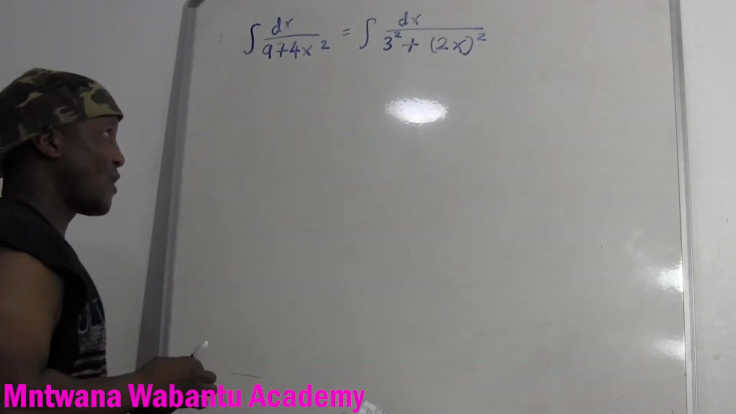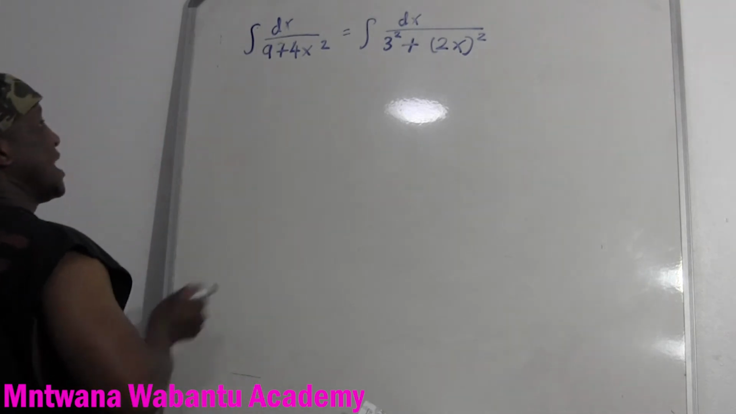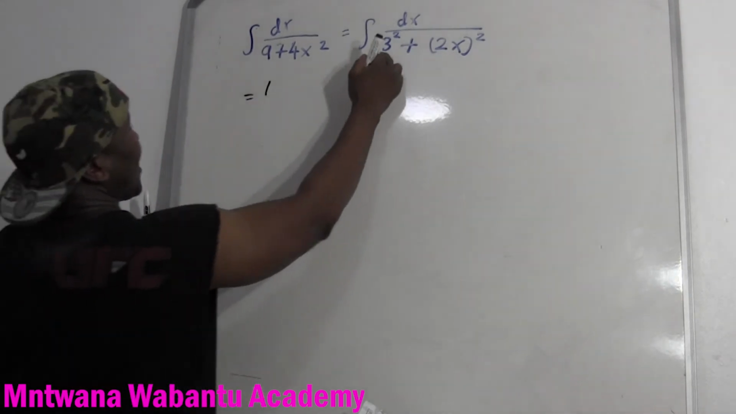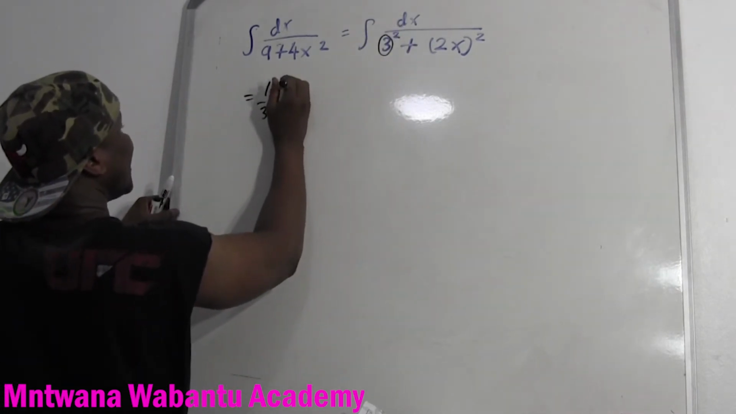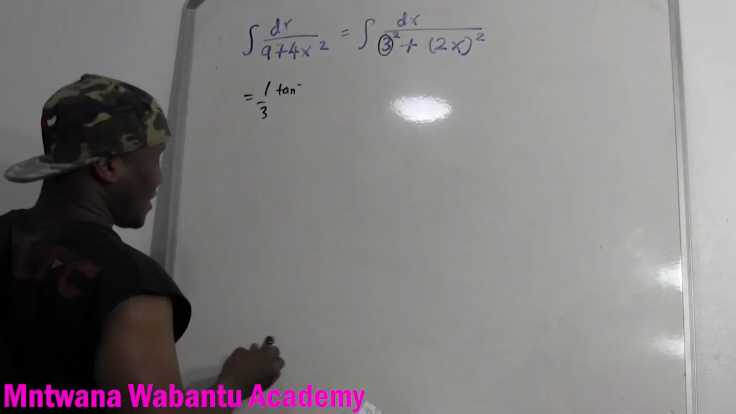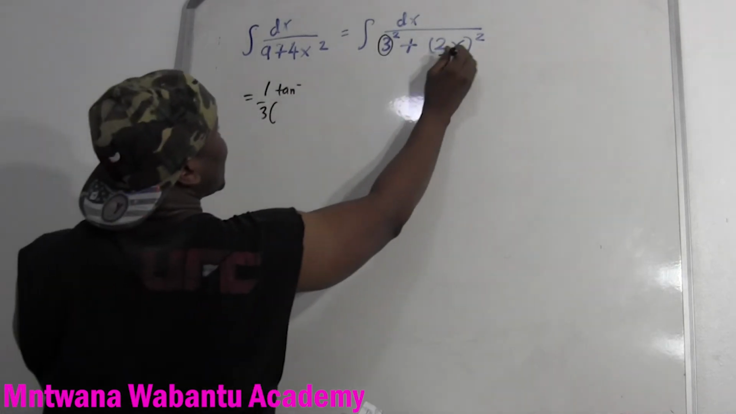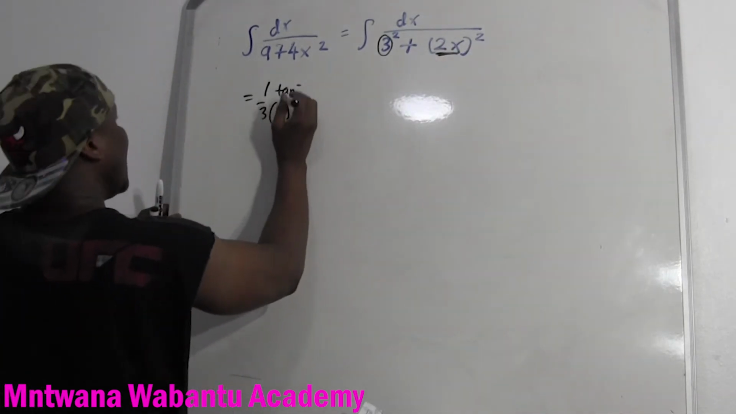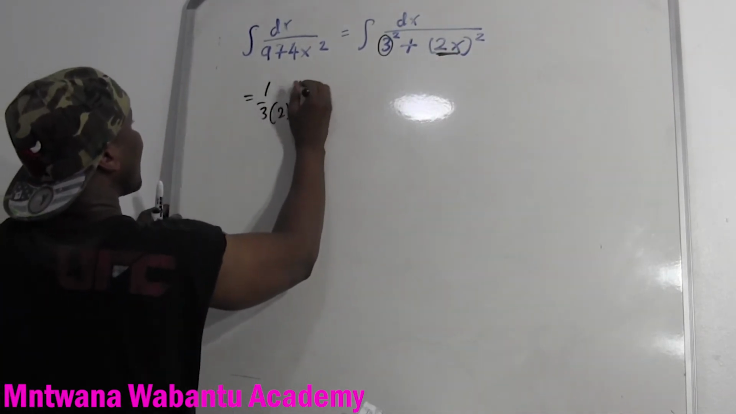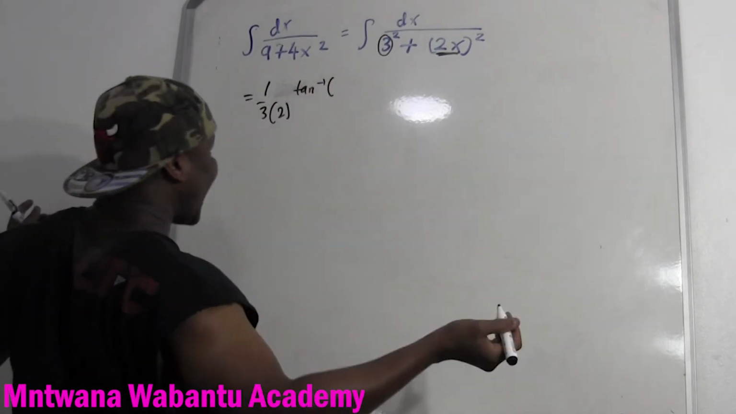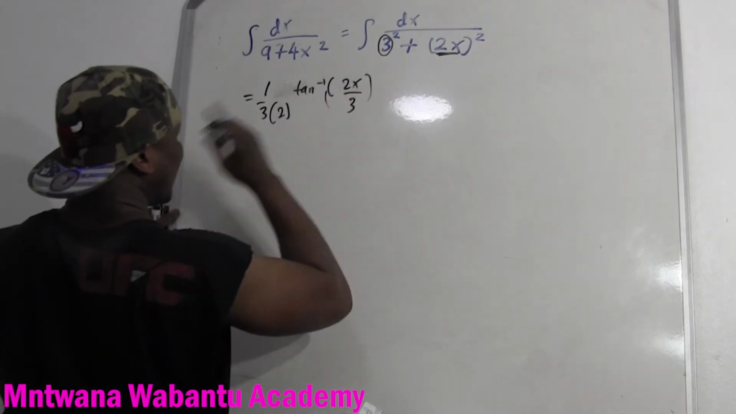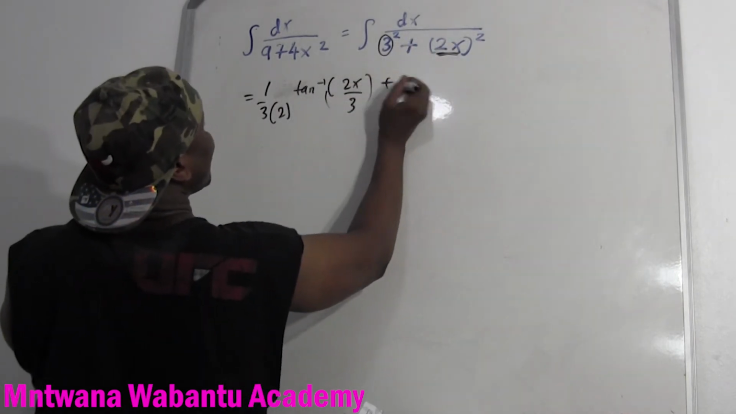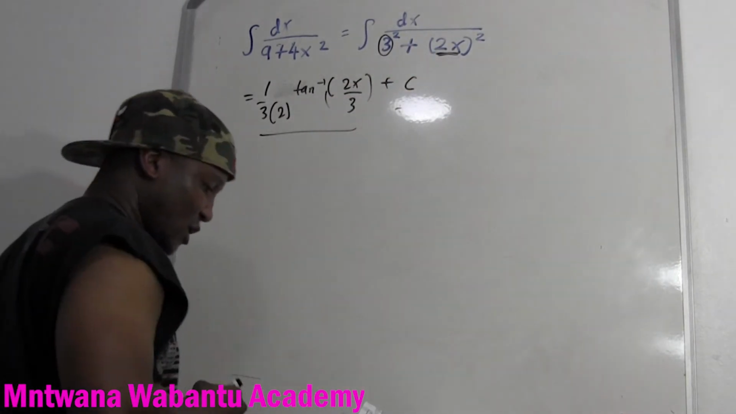So this is the arctan form. I'm not going to write the formula again, we know how it goes. So 1 over a. What is my a? My a equals 3. Then you have to differentiate the inside, which gives us 2, and then tan inverse, or arctan, whatever you want. Write your function over your a, which is 3, and then plus constant. So we're done already.